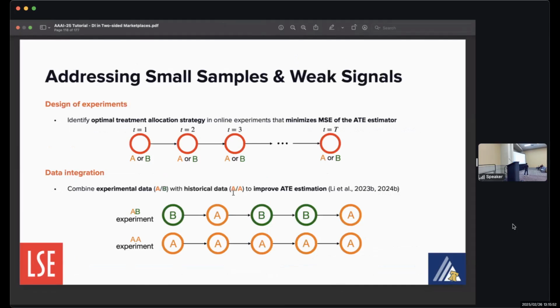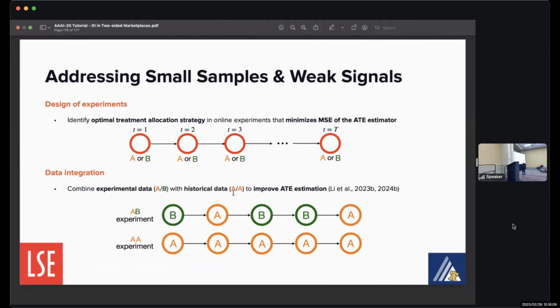And finally, the last two challenges correspond to the small sample size and weak signals. And in this slide, I listed two potential approaches to address these challenges. So the first one corresponds to the design of the experiments. So that's a design-based approach. So that's how the design comes into play.